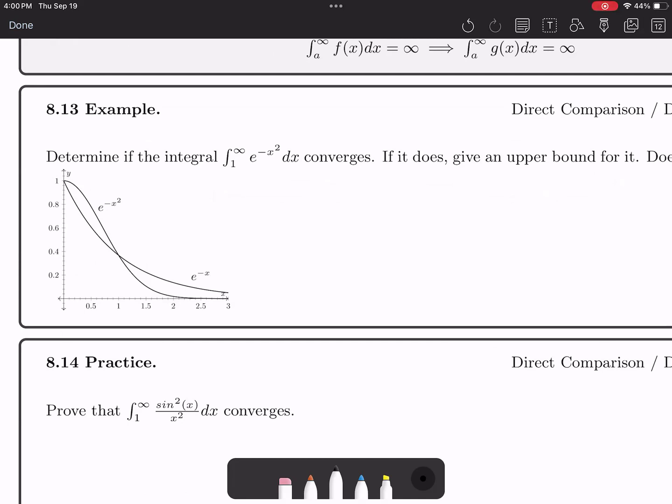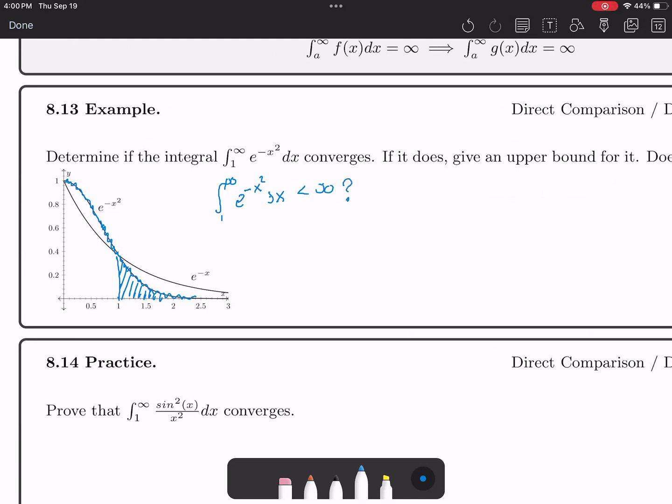So let's think about the integral between 1 and infinity of the function e to the minus x squared. That is, in blue, this curve here. So I want to integrate that from 1 to infinity. I want to figure out if that has a finite amount of area underneath it. So this is a question.